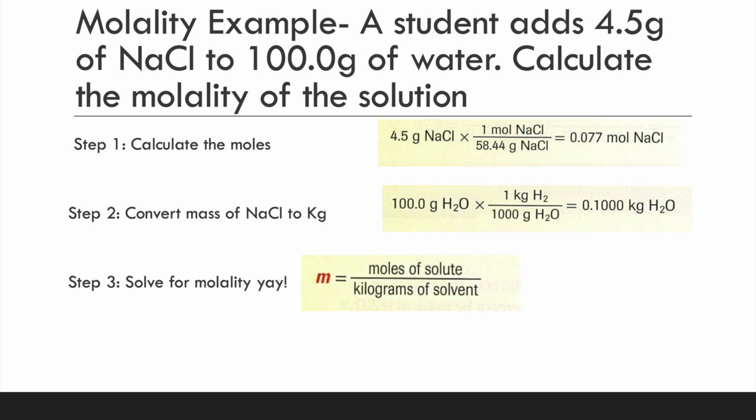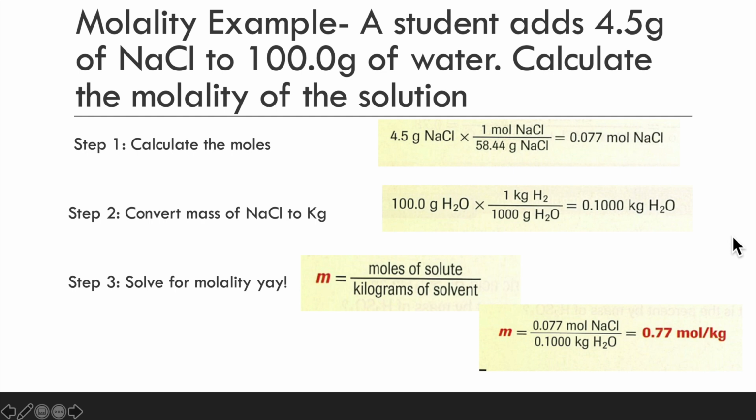And then last but not least, solve for molality, okay? We write down the formula. We solved for the numerator of the formula, which is the moles, and the denominator, which is the kilograms. And then you just plug it in and solve. Look, another dramatic animation. All right, so if you do 0.077 moles divided by 0.1 kilogram, you'll get 0.77 moles per kilogram. You could also label it as a lowercase m, okay? Just like for molarity it was an uppercase M, so either is fine.